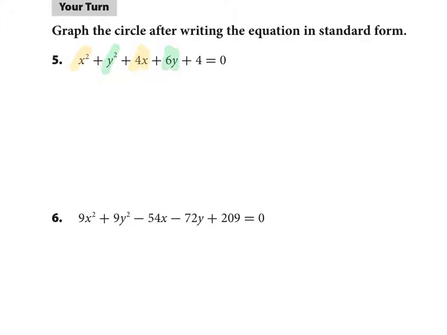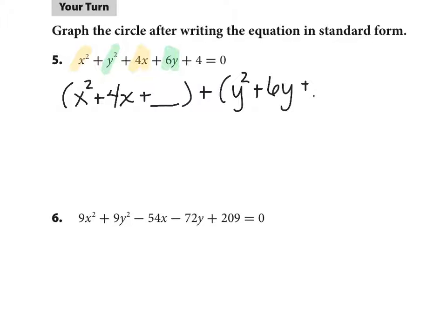So first start by grouping all the x's and the y's, and I've kind of highlighted them here. So I'm going to write x squared plus 4x, plus, and I'm going to leave that blank empty because I know I'm going to complete the square, plus, then the y squared plus 6y plus, and again, I'm going to leave a blank there for a number, equals, and this 4, I want to bring to the other side, so that's going to become a negative 4.